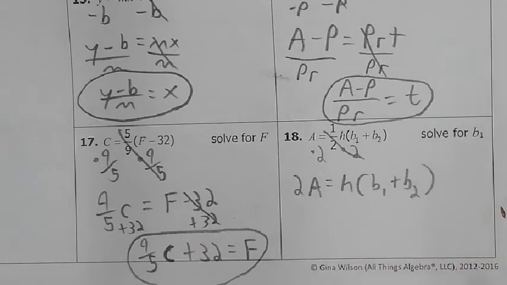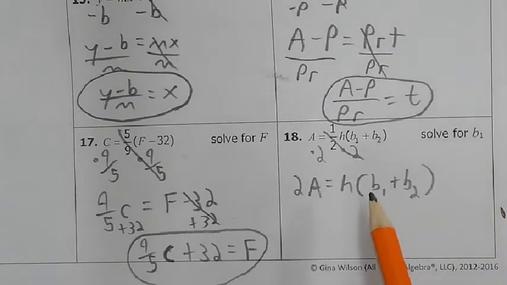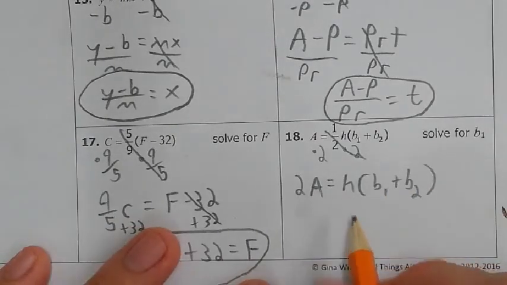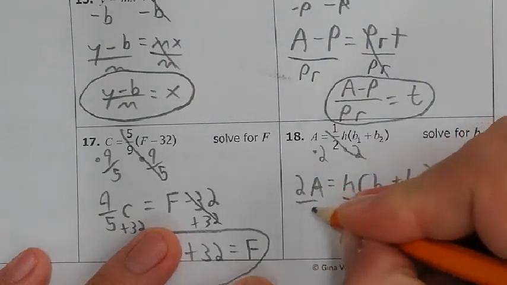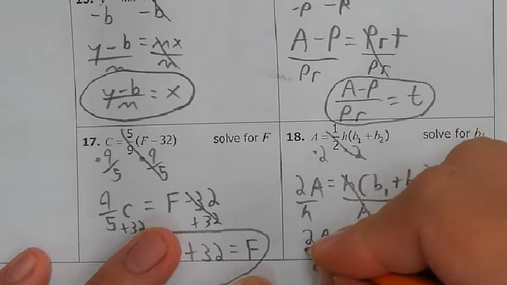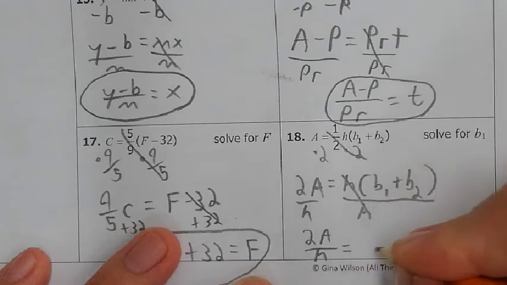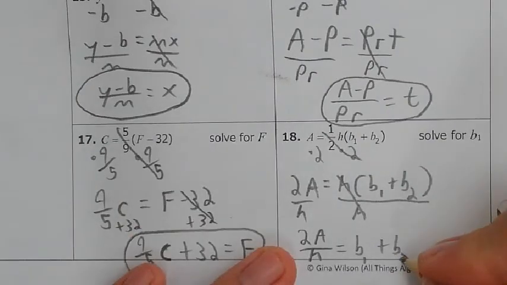So now what do we have to do? We can think about backwards PEMDAS, so the parentheses is the last part. So we add and subtract. We've got to get rid of this h. How are we going to get rid of this h? Divide by h. That's going to give us 2A over h equals base 1 b1 plus base 2 b2. And then you subtract b2.